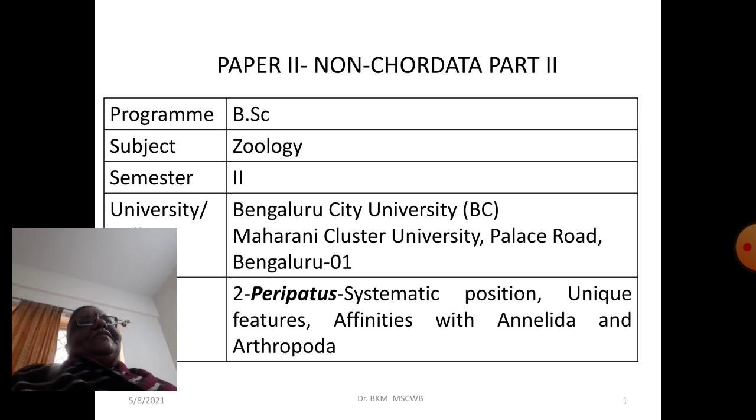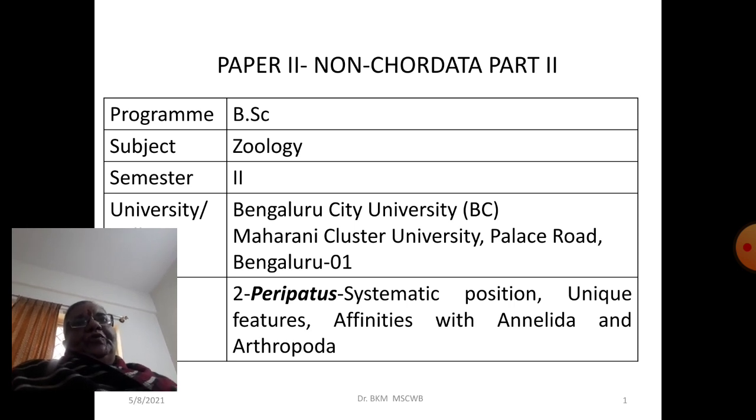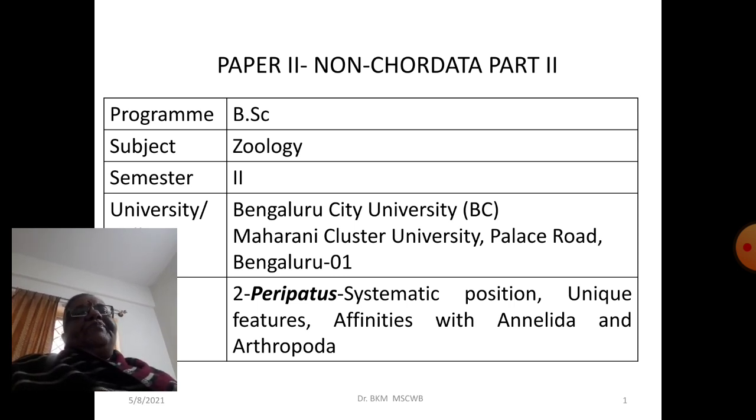Now here I have to tell you what is the systematic position, what do you mean by systematic position, and what I meant by affinities. Whenever we talk of an animal, we assign that particular animal to a group of animals, any order, class, phylum, etc., and place it there because of its so many morphological features, similarities, differences, etc. So assigning an animal to a particular systematic position is what we have to learn about Peripatus.